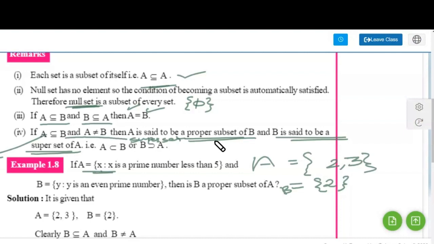Okay, only 2 is the satisfying option. Then is B a proper set of A? B is a proper set of A. We can say B is a subset of A and both are not equal. B not equal to A or A not equal to B. In that case, B is the proper set, or sorry, proper subset. So this is true.